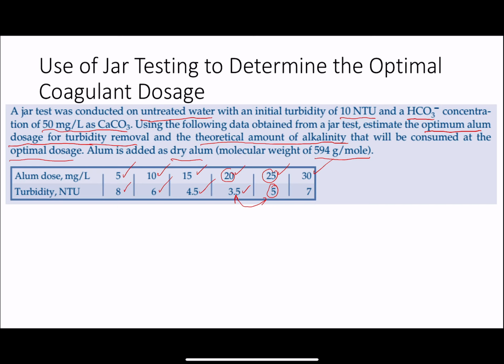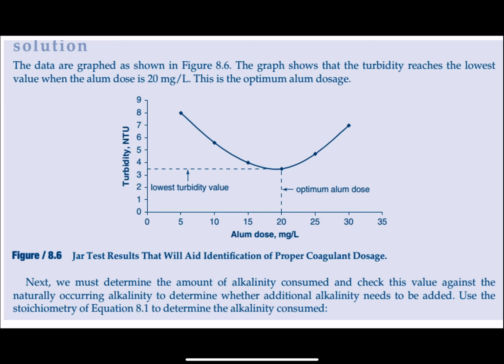Which means that if you add too much coagulant, it will have a reverse effect. The flocs will be broken back and they will be suspended. So you will increase turbidity if you add too much coagulant. There is an optimum coagulant dose. Beyond that point, coagulant dosage cannot help anymore. And you see if you add up to 30, it will increase from 5 to 7. So let's look at the graph to show this.